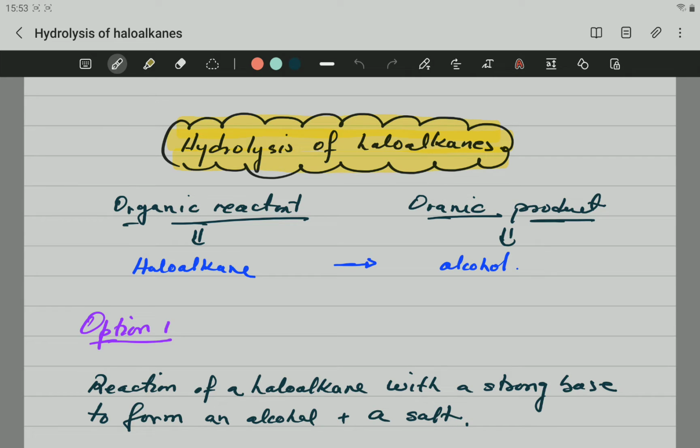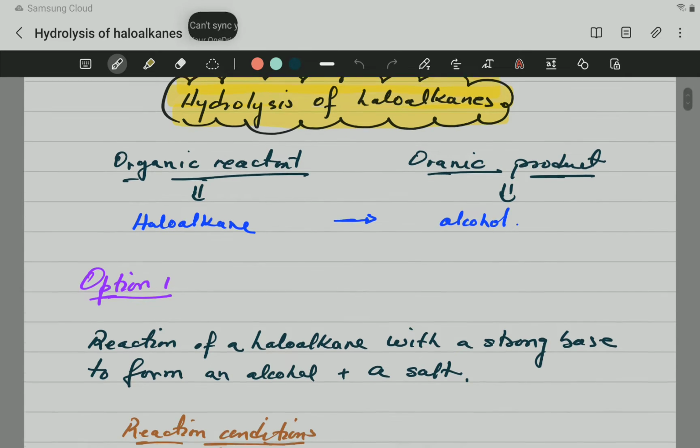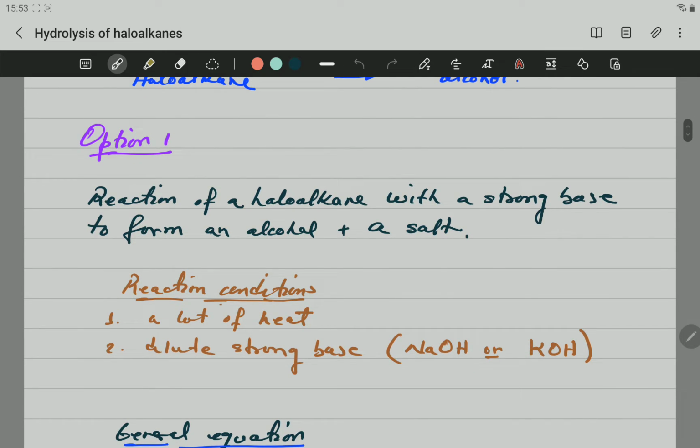Now in this hydrolysis we have two options. Option 1 is the reaction of haloalkane with a strong base, and we already spoke about strong bases. Remember, a strong base is any group 1 element hydroxide. That is a way to identify strong bases. For example, sodium hydroxide or potassium hydroxide. All of them are strong bases.